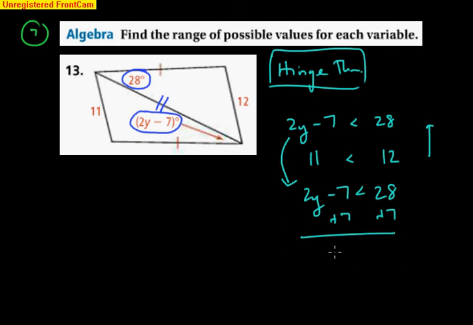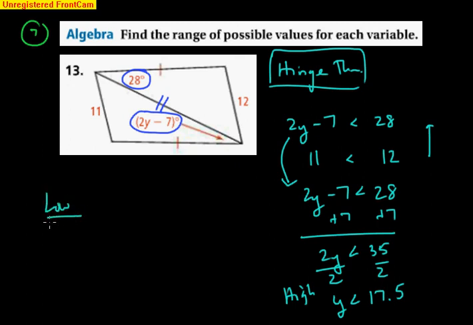And now we solve. Let's add 7 to both sides. 2y is less than 35, and divide by 2. y is less than 17.5. And now this is the high value, right? y has to be less than that, so 17 is the max.